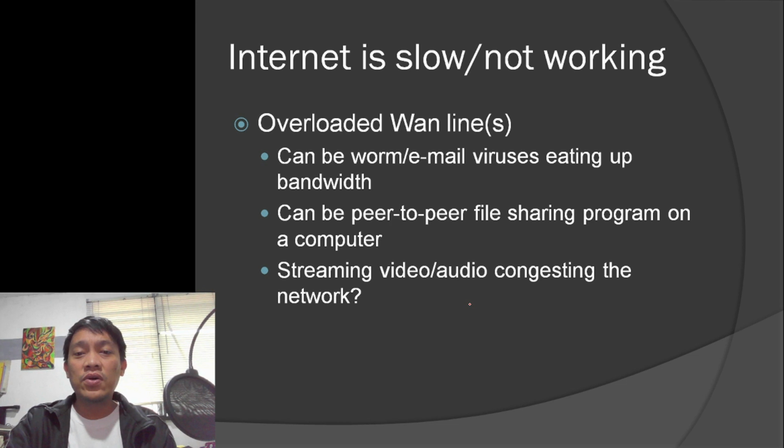Okay, streaming video or audio congesting the network, same also. Video also consumes a lot of bandwidth. So imagine if all of the computers in your organization are streaming videos, you'll be needing a larger bandwidth. So you have to consider that video streaming consumes a lot of bandwidth. Maybe everyone is on YouTube. So most probably it also eats up the entire bandwidth of your organization.